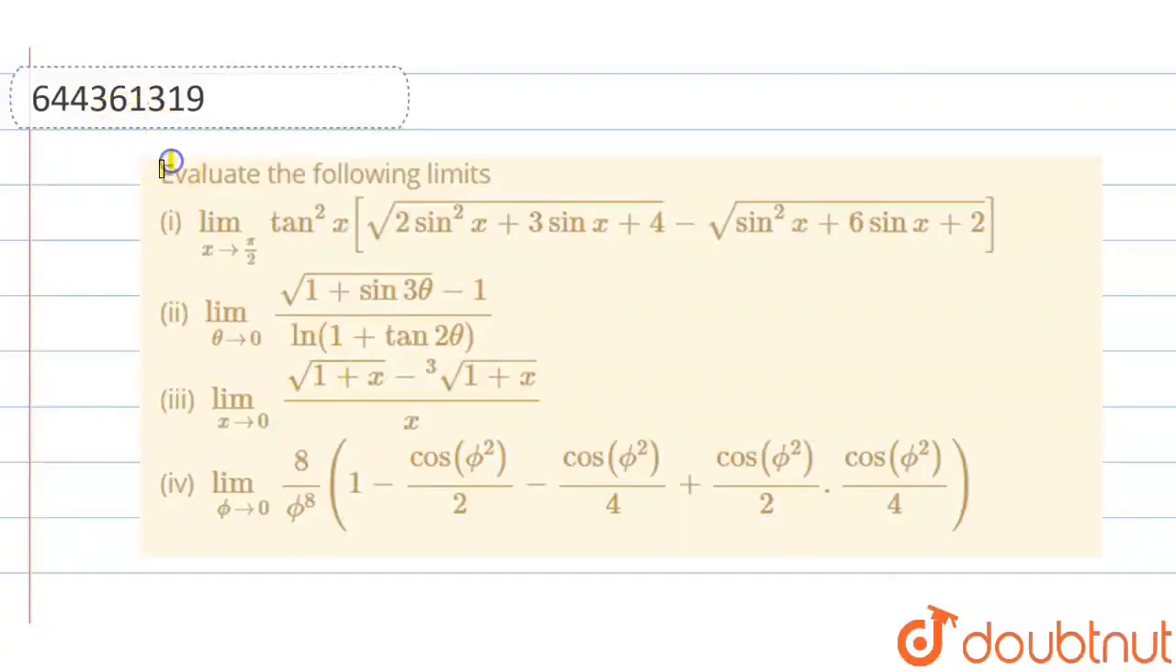Hello everyone. In this question, we have to evaluate the following limits. Number 1, limit x tends to pi by 2 of tan squared x times (under root of 2 sin squared x plus 3 sin x plus 4 minus under root of sin squared x plus 6 sin x plus 2).